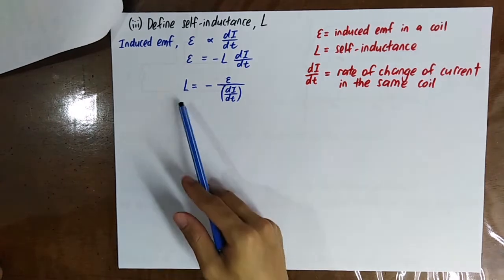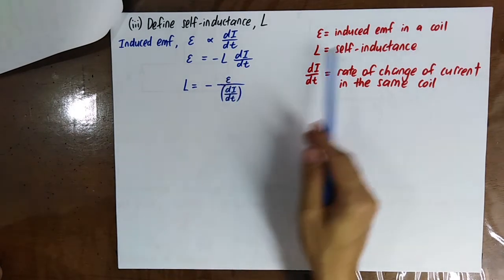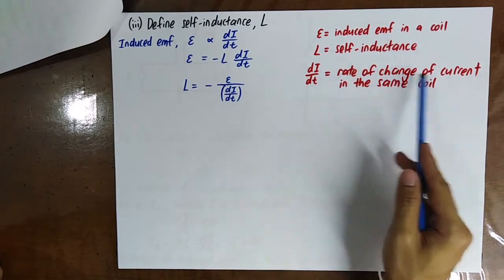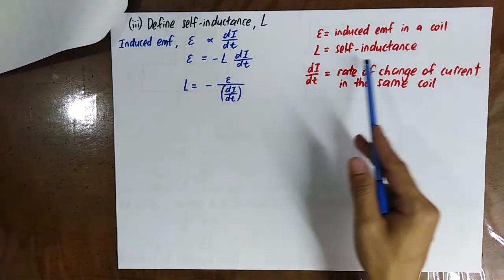Okay, so L equals negative E over di/dt, where E is the induced EMF in the coil, and di/dt is the rate of change of the current in the same coil. Okay, so L is the self-inductance.